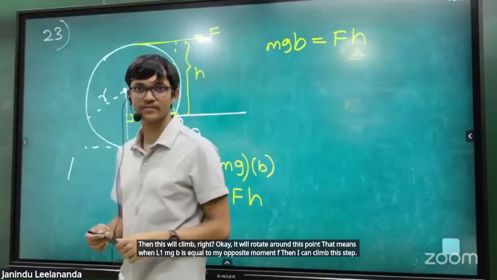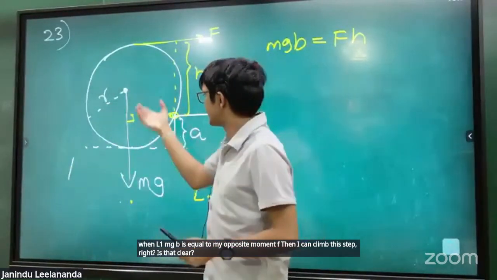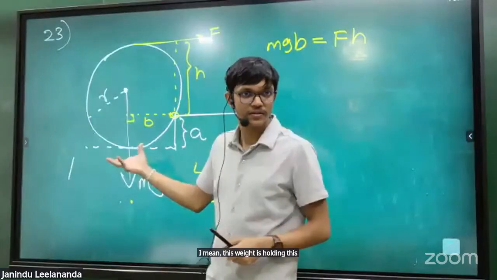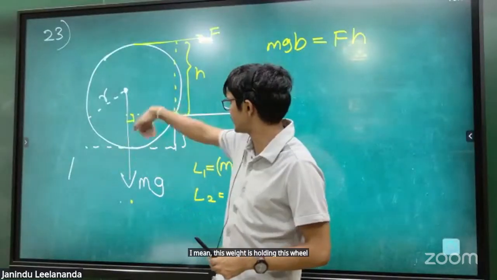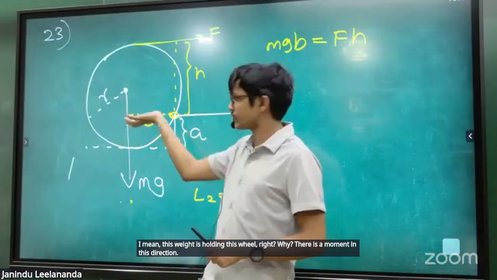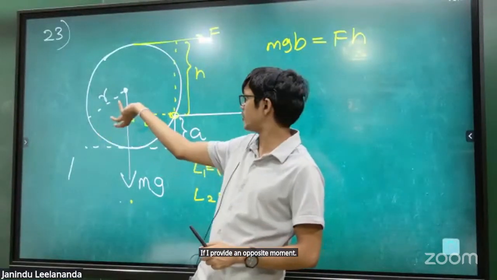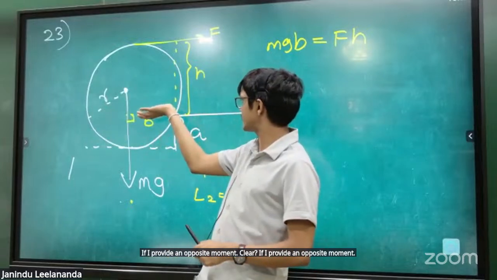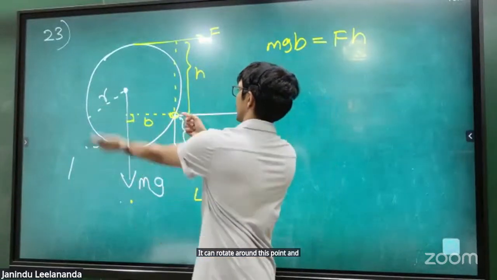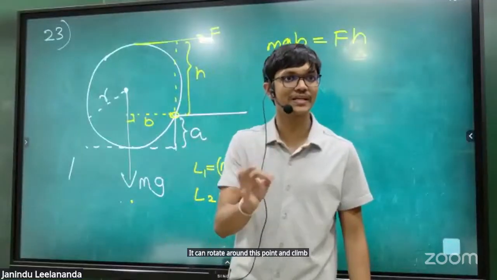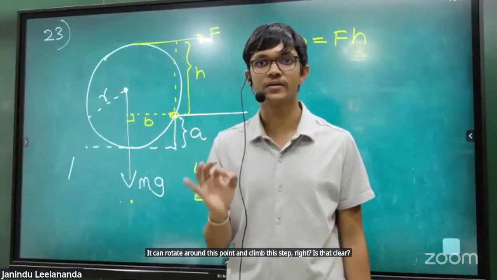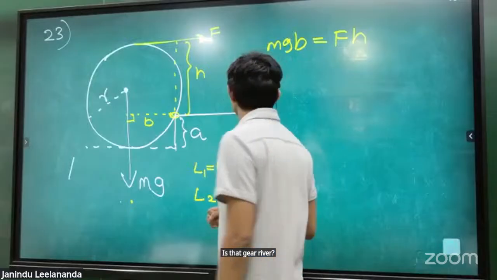This weight is holding this wheel, because there's a moment in this direction. If I provide an opposite moment, the wheel can rotate around this point and climb this step. Is that clear, everyone? So this is the target.